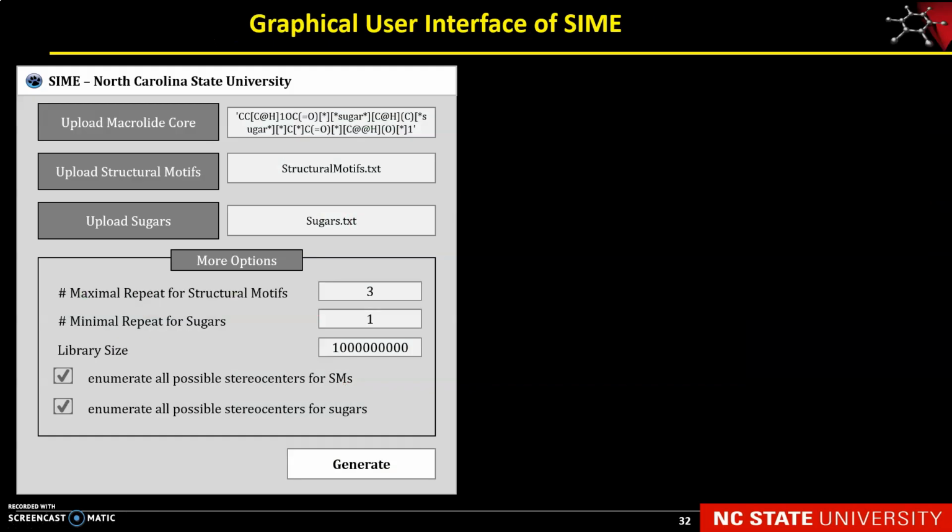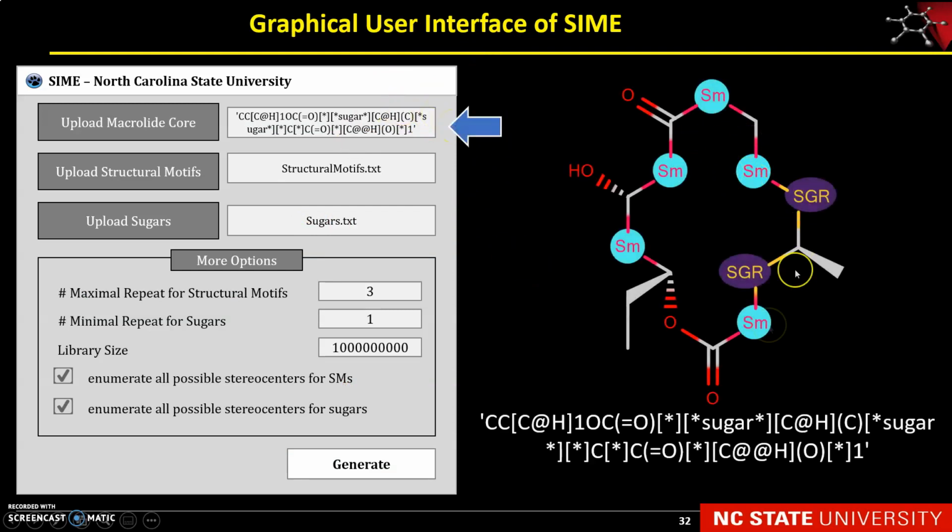This is the graphical user interface of SIME, and you can upload macrolide structures with these positions identified for structural motif replacement or sugar replacement.